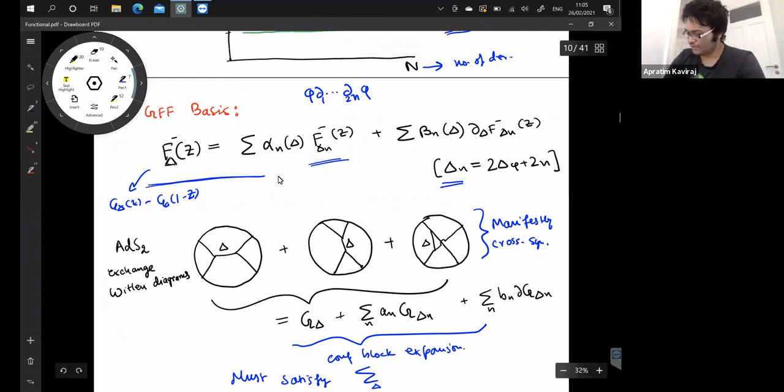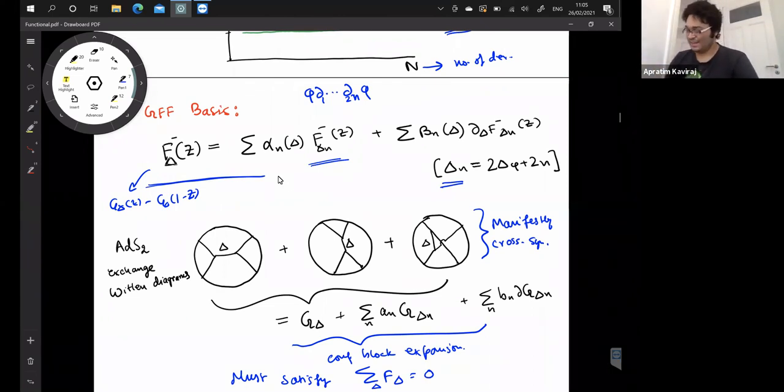Satisfy the bootstrap equation like f of delta equal to 0, right? Because it's crossing symmetric and it has a conformal block expansion like this. And what I've written above here is basically the bootstrap equation for this crossing symmetric quantity. So this GFF basis that I wrote down is nothing but the bootstrap equation given for this crossing symmetric combination of exchange Witten diagrams. So it shows you basically that f delta z can be expanded in blocks of double trace operators.